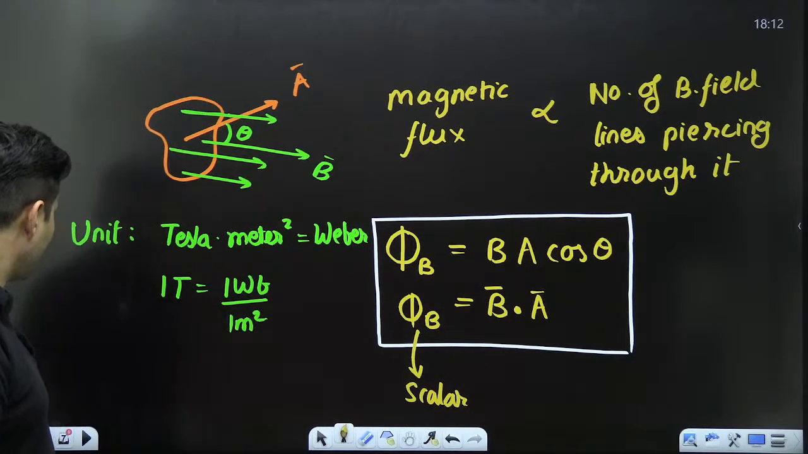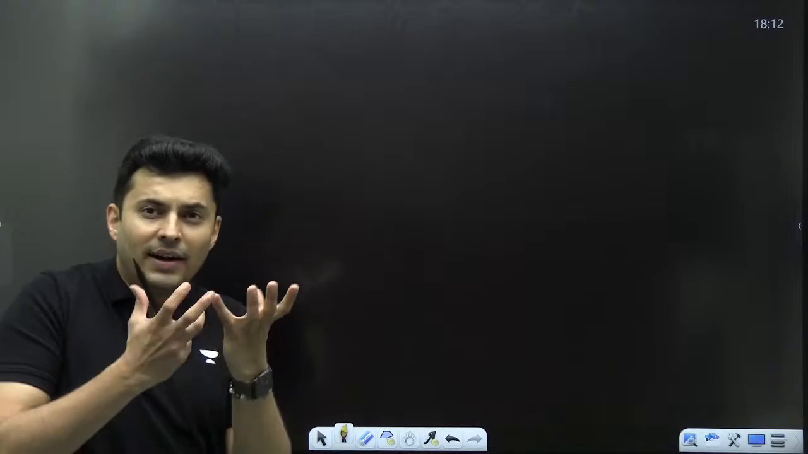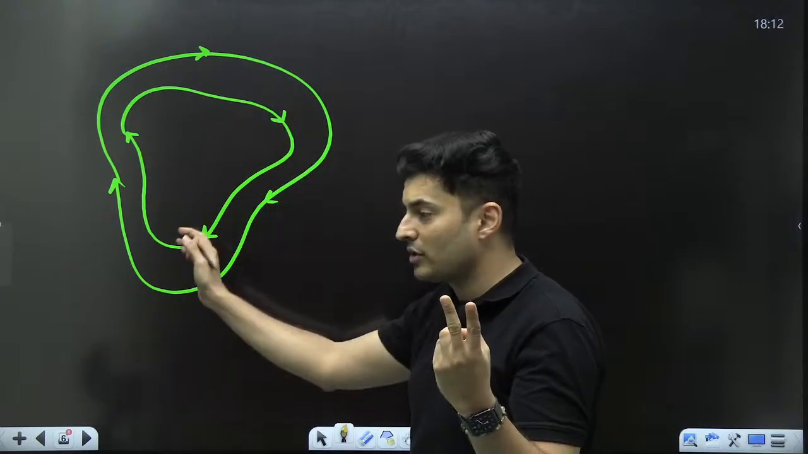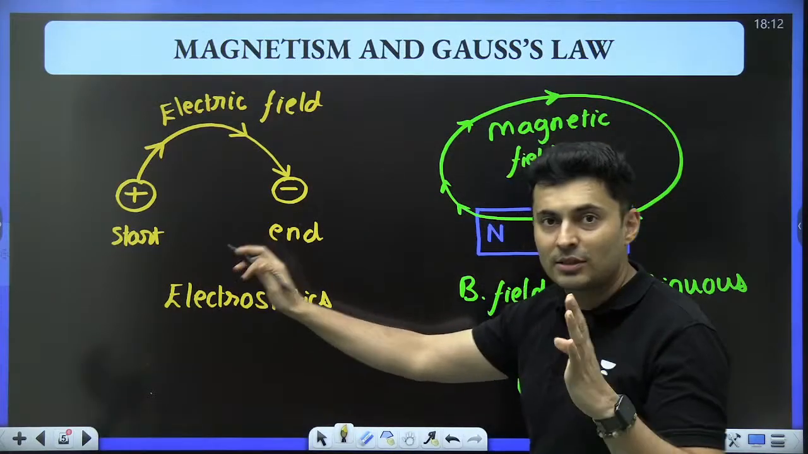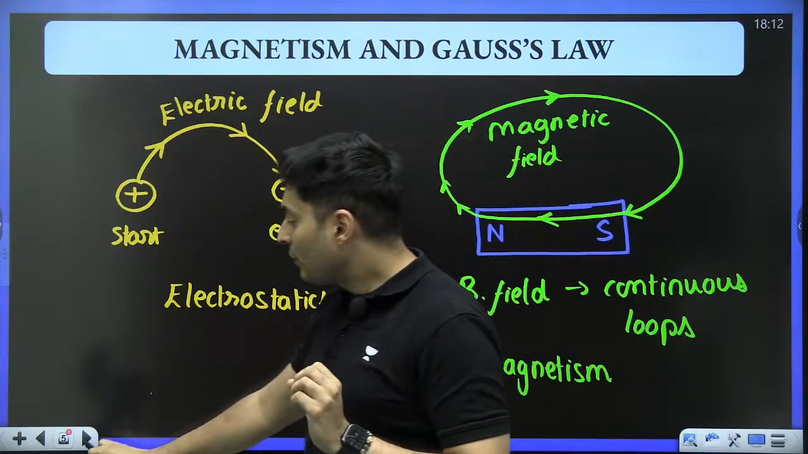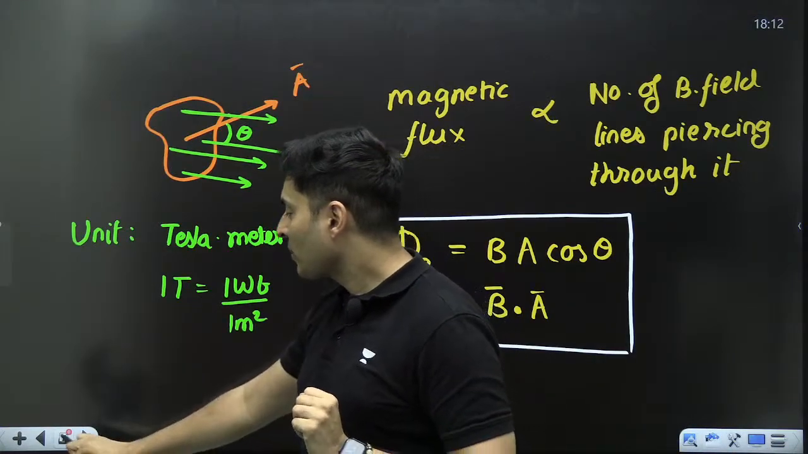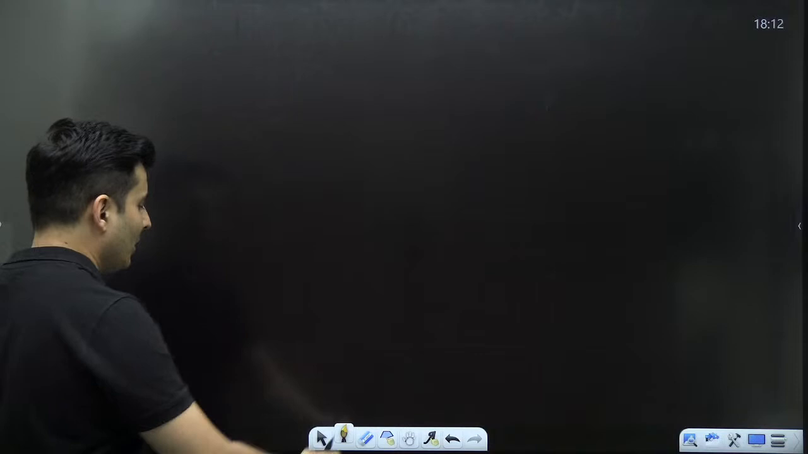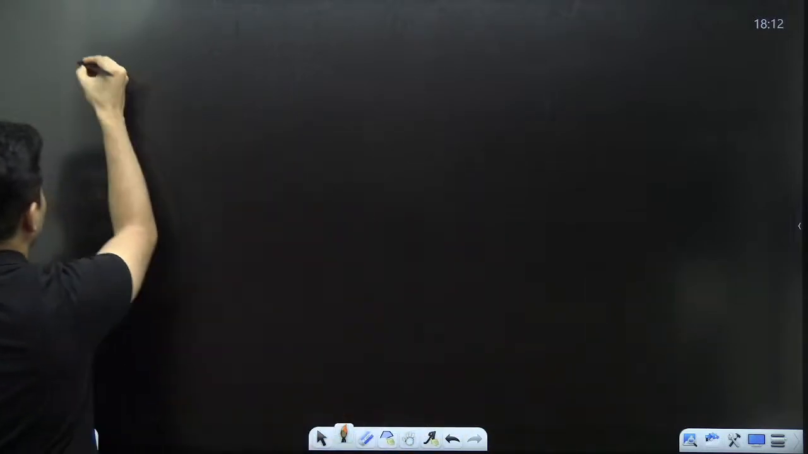Keep this in mind. Now that we have defined magnetic flux, and we have also seen the property that magnetic field lines are always closed loops, unlike electrostatics where they start and end, we will combine both these things for our benefit to define something called Gauss law in magnetism. So what is this?